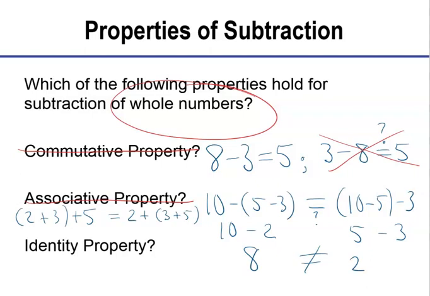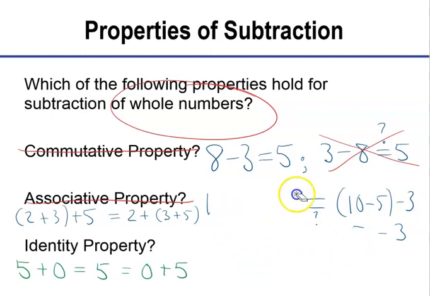Now let's talk about an identity property. Remember with addition, the identity property is we take, for instance, 5 plus 0 equals 5, which also equals 0 plus 5. Now the question is, can we extend that to subtraction? At first thought, it might seem like, sure, we can do that. And I'm going to erase a little bit of our work here for the associative property just to get the space back.